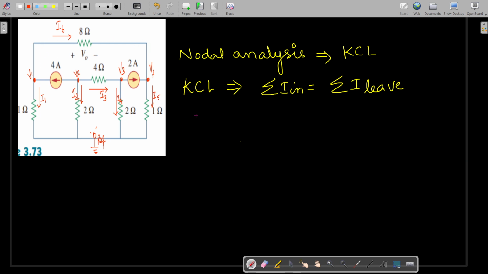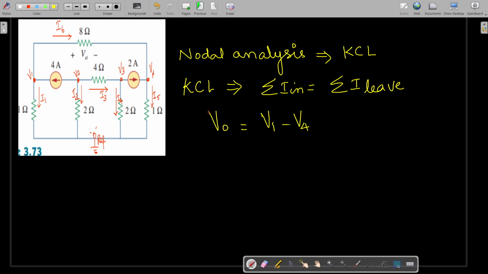Actually, in our problem we are asked to find V0. So V0 is the voltage existing across this 8 ohm resistance, and this V0 can be written as the difference of the V1 and V4 potentials. Okay, so now let's get started.